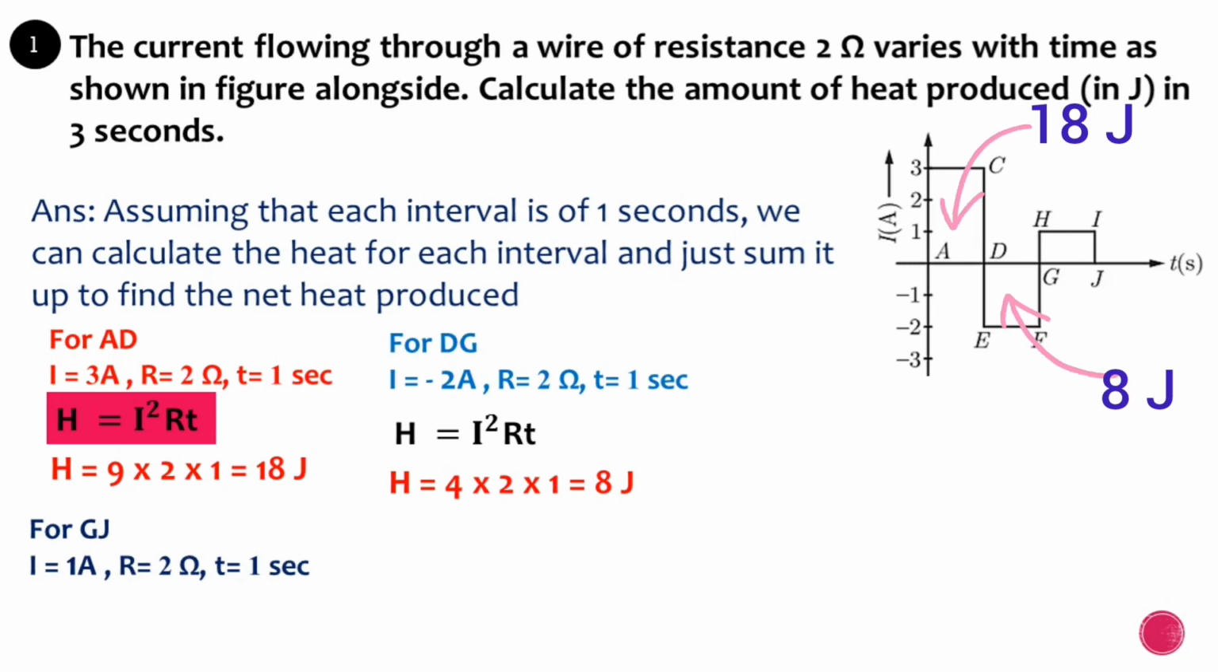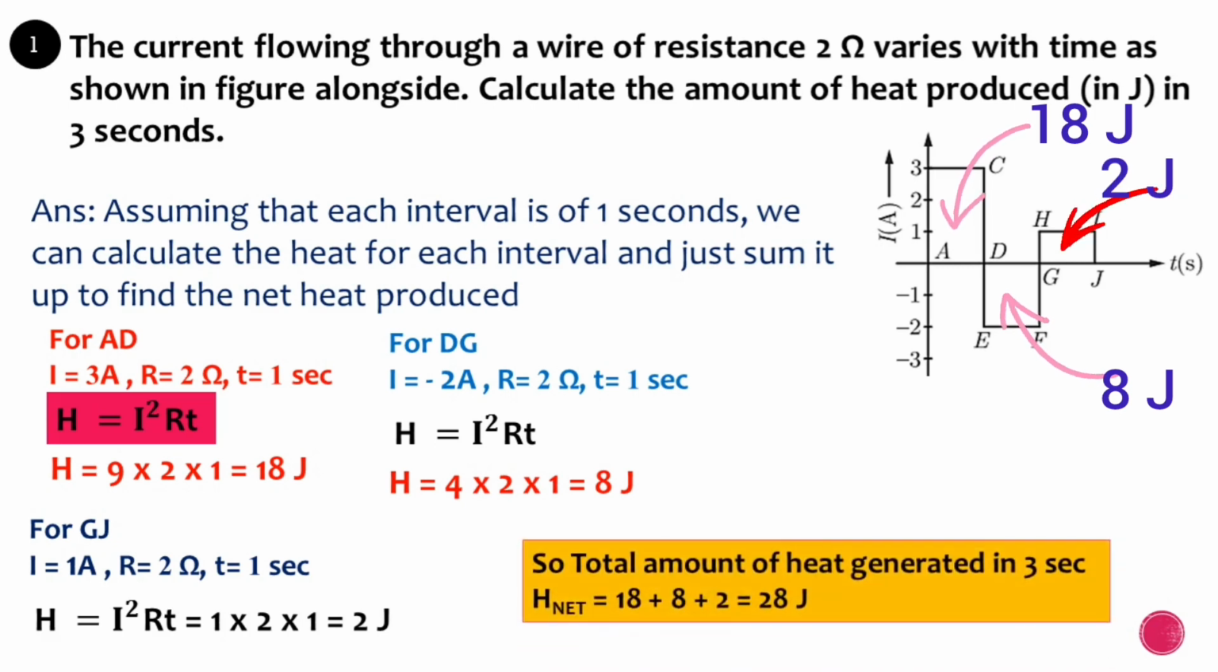For GJ also, follow the same method. Here the current is 1 ampere, resistance is 2 ohm and time is 1 second. On calculating, you get that the heat produced is 2 joules. Now to find the total amount of heat generated, add all the 3 values. Therefore, total heat produced is 18 plus 8 plus 2 which is 28 joules.